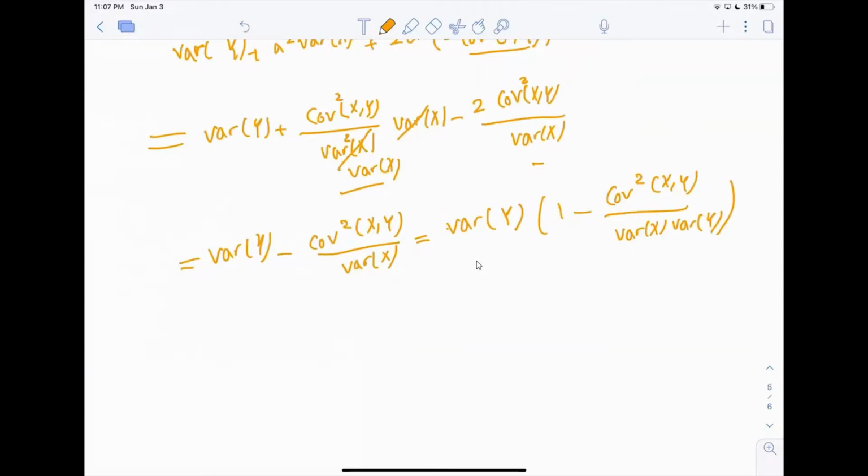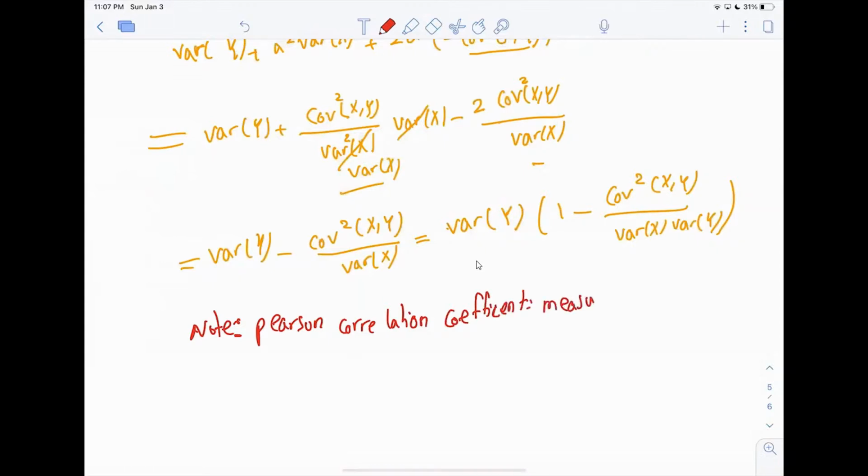Now, I want to remind you something. Note, write a note here. Remember, guys, the correlation coefficient that we had in statistics? Pearson correlation coefficient. What was Pearson correlation coefficient? It measured the linear, very important, the linear correlation between two quantities.